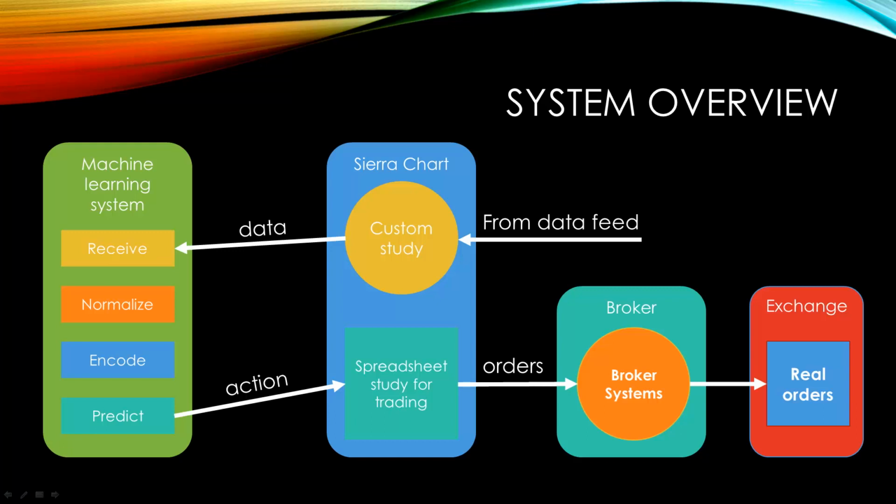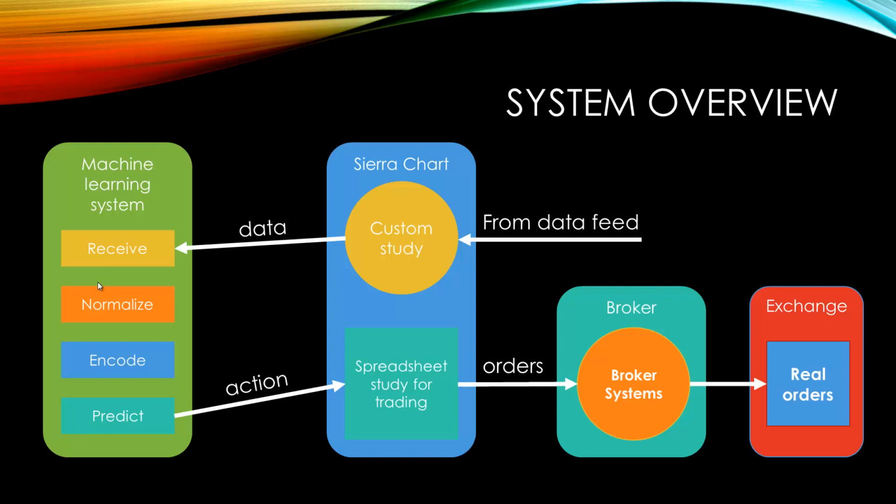Okay, so starting from the middle, we have this Sierra chart component. This is the rounded blue rectangle. Inside the Sierra chart component, we have 2 things that we have to deal with for this installation. One is a custom study. The other is the chart books, which have the spreadsheet study that does the automated trading. And then on the left, there's a machine learning system, which we have to install, and it has 2 components you need to be aware of.